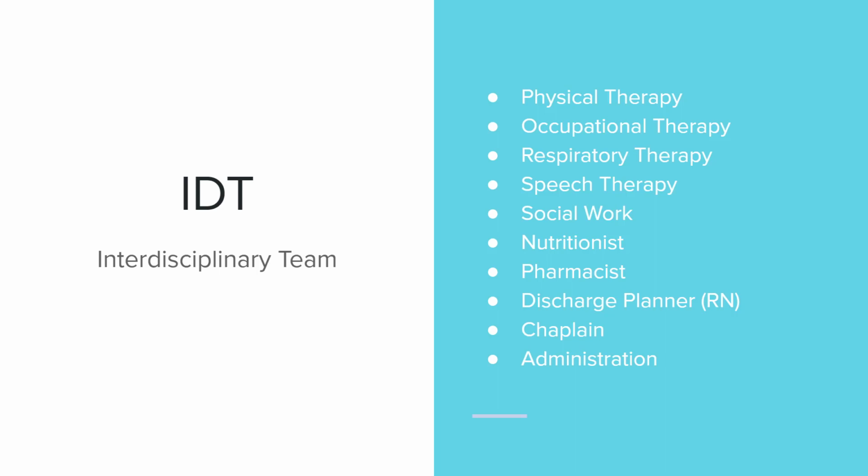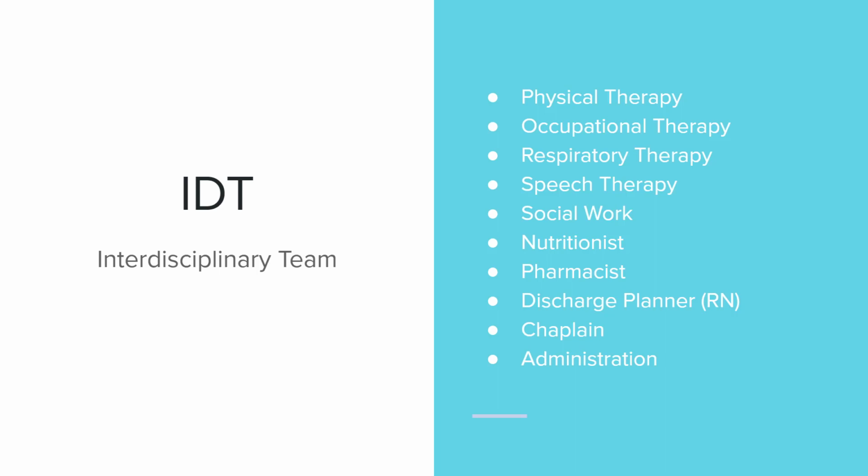So physical therapy helps treat the physical limitations and build strength. Occupational therapy focuses on daily movement, like getting dressed or brushing teeth. Respiratory focuses on the lung health and breathing. Speech focuses on swallowing. So we want to make sure that they're not going to aspirate. So if they've had a stroke or something there, they want to make sure that they can swallow safely so that they're not going to get aspiration pneumonia.